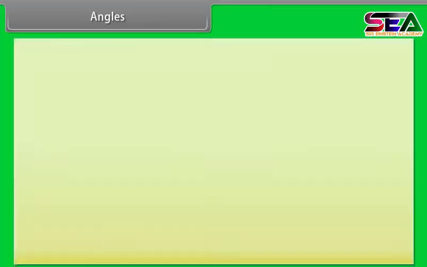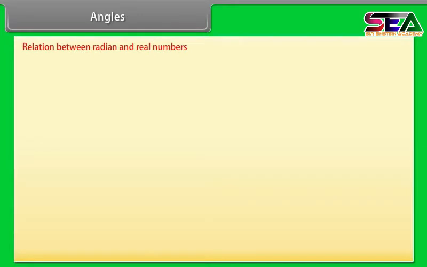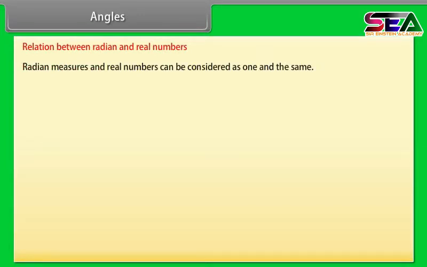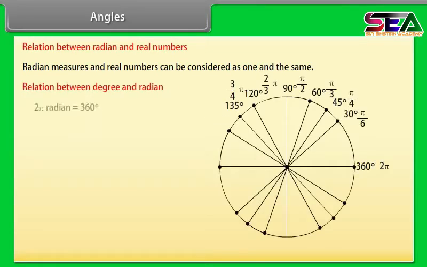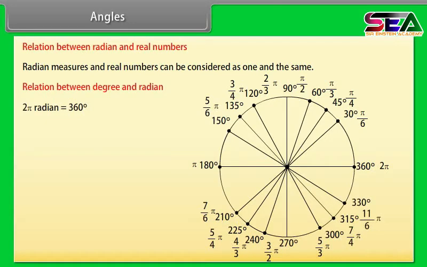Angles. Relation between radian and real numbers. Radian measures and real numbers can be considered as one and the same. Relation between degree and radian. 2 pi radians is equal to 360 degrees. Pi radians is equal to 180 degrees. The value of pi is 22 by 7.